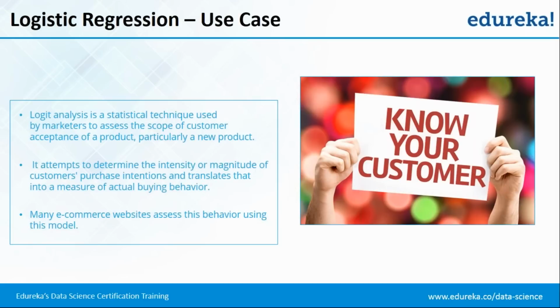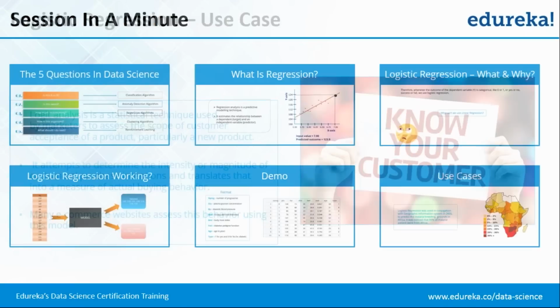Say I'm an e-commerce company, and I need to know what kind of products I should display on my website so that more customers come. I can do that using logistic regression. I can ask the model which product would be more successful and hence keep that product on my e-commerce catalog. So these are the two use cases that we just discussed.